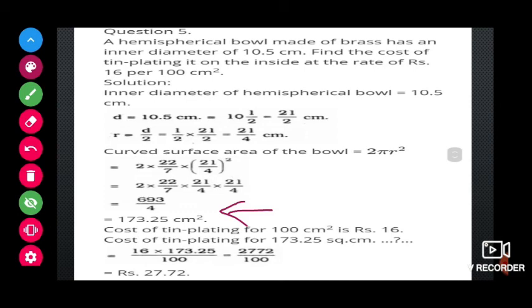173.25 centimeter square. They have given that the cost of painting for 1 centimeter square is 16 paise. Then for 173.25, it means 16 by 100 into 173.25. That is 2772 by 100. If we divide by 100, the point will come before 2 places. So we will get 27.72 rupees as the painting cost of that bowl.